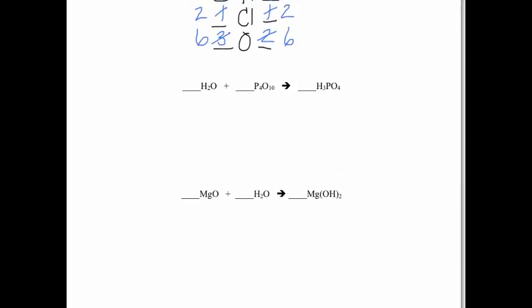Next one. I have hydrogen, I have oxygen in a couple places, and I have phosphorus. So go ahead and draw your tally lines. So now we have here hydrogen, which we have 2. Over here we have 3.